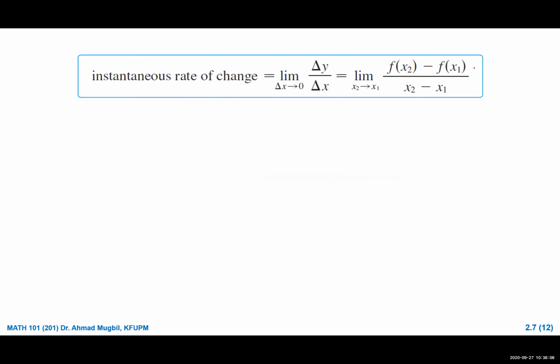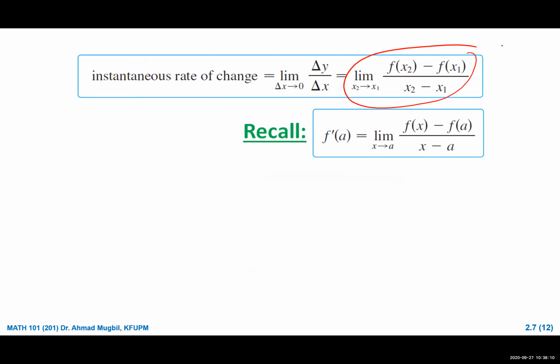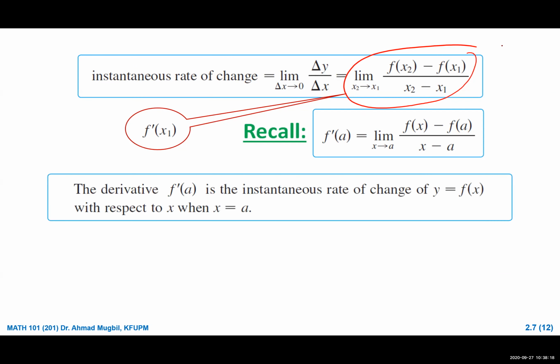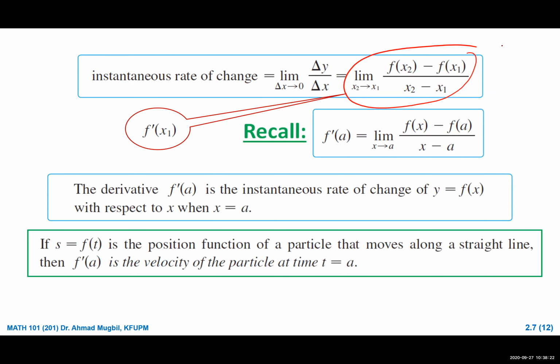So if you compare this with the definition of the derivative, you can see clearly that this is the derivative. So the instantaneous rate of change is the derivative of that function at that point. And also, if you relate that to the position function and the velocities, you can see clearly that if f of t is the position function, its derivative is the instantaneous rate of change, which is, of course, the change of position with time, the velocity at that particle.